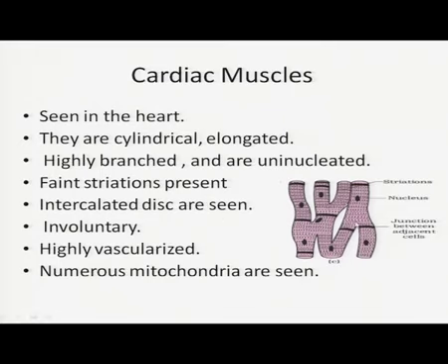And there is yet another identifying feature, the presence of a junction, the intercalated disc. It is the junction between the two neighboring cardiac muscles. So, this is yet another identifying feature of cardiac muscle. One is they are highly branched, the other is they contain faint striations, and they are uninucleated. They have intercalated discs, the junction between two neighboring cardiac muscle cells. They are highly vascularized. They are involuntary. We can't regulate the function of these cardiac muscles, and they contain numerous mitochondria.